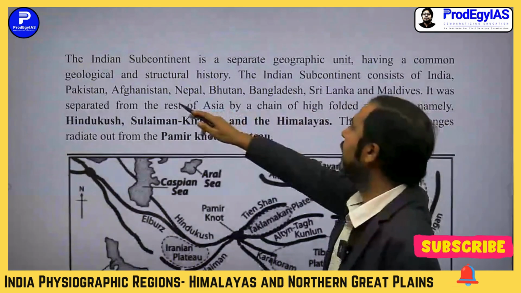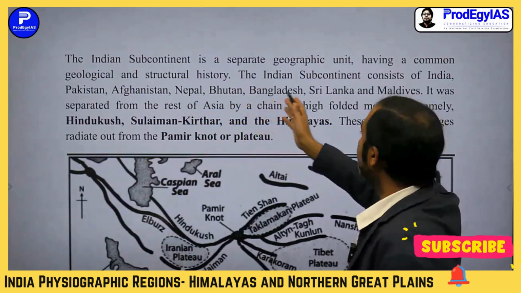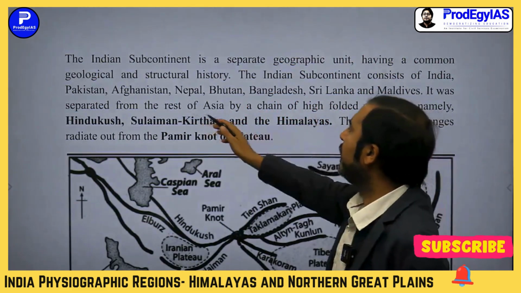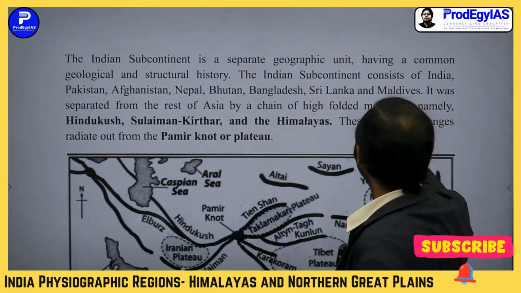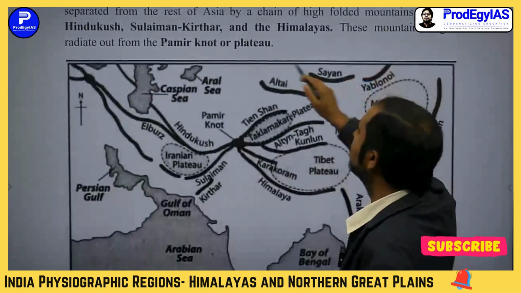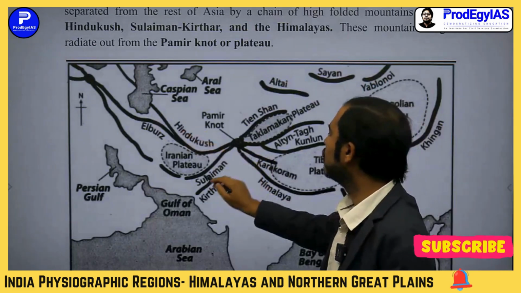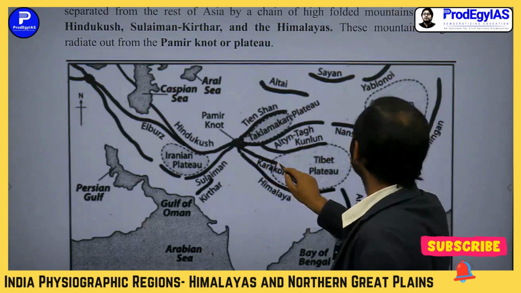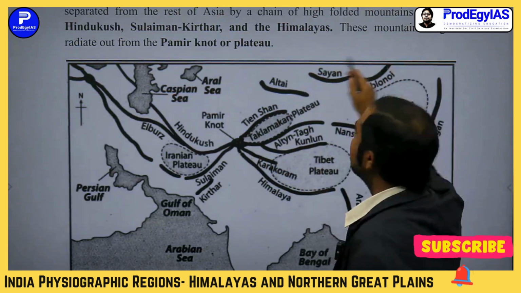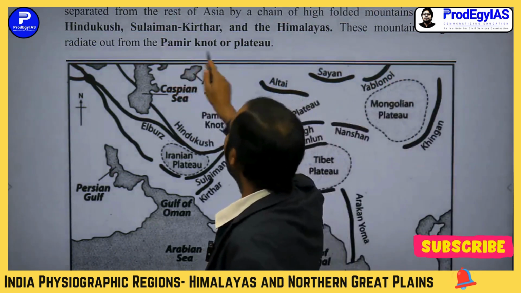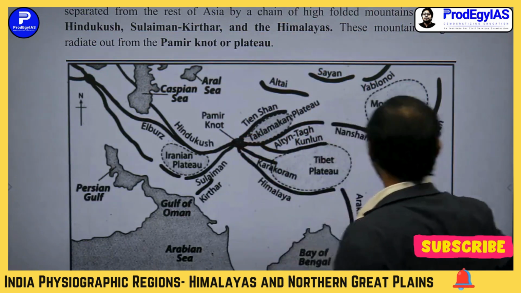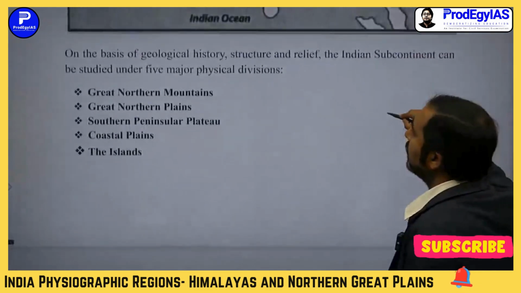It consists of India, Pakistan, Afghanistan, Nepal, Bhutan, Bangladesh, Sri Lanka, and Maldives. And it is separated from the rest of Asia by a chain of high folded mountains, namely Hindu Kush, Suleiman, Kirthar, and the Himalayas. Here is Karakoram. These mountains radiate out from the Pamir Knot or this Pamir Plateau, right? So this is the boundary of the Indian subcontinent.